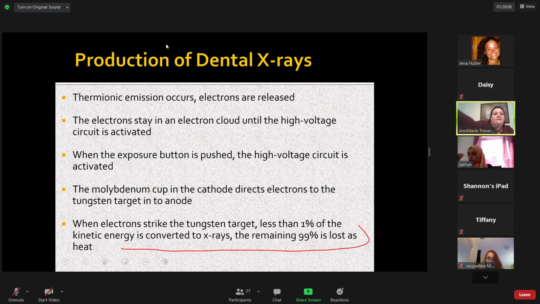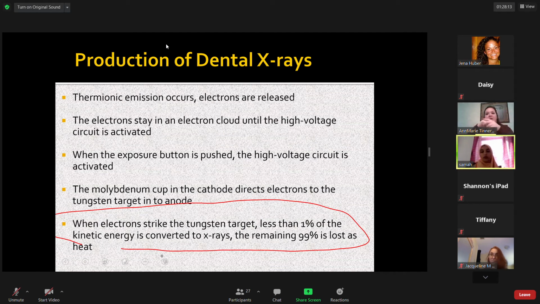You are going to see this, I promise you, on every single quiz, on the midterm exam, the final exam, you name it, it's going to be on there. And every year I have people say, I never saw that before. So I don't know what number slide this is, but please star it. Only 1% of that energy is turning into X-rays. Everything else is lost as heat. 99% is lost as heat.